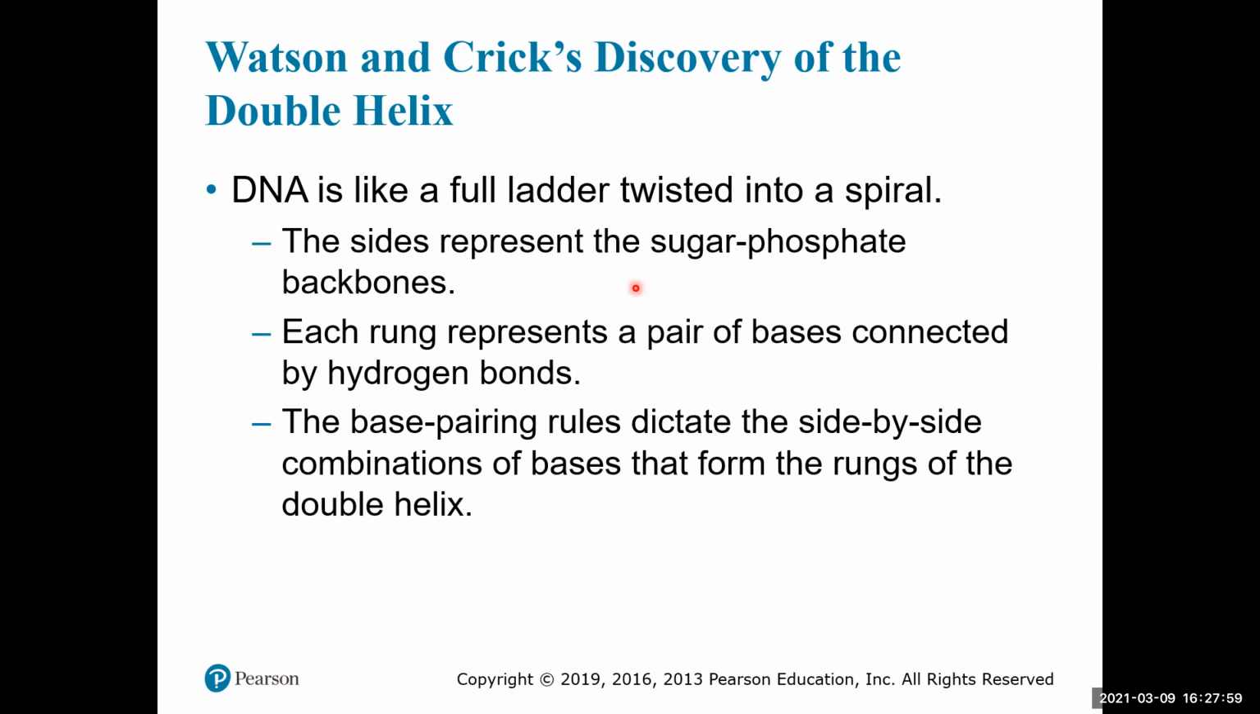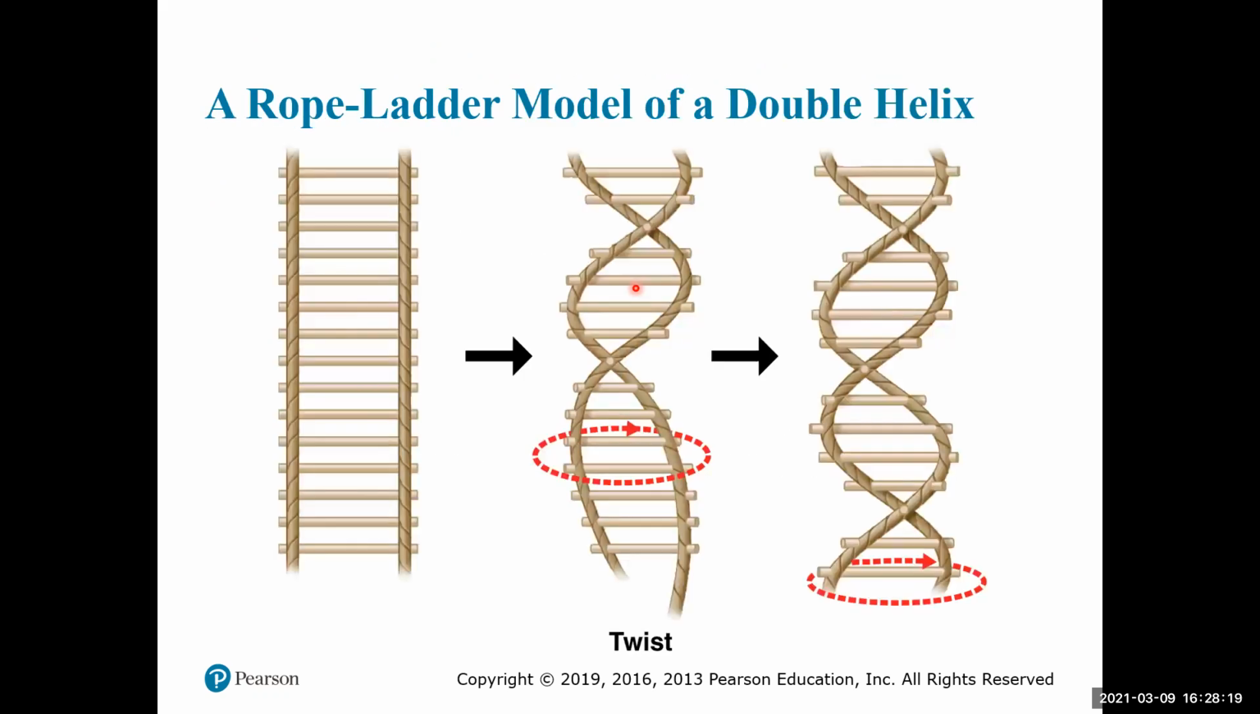And those individual base pairs are connected to one another through the formation of hydrogen bonds. And so these specific rules that I mentioned earlier about base pairing really determine the side-by-side combinations that form the rungs on this double helix structure that is DNA. Here's a figure showing that representation where we have a rope ladder. So this would be your sugar phosphate backbones. And then this would be your pairs of nitrogenous bases that are bound together by hydrogen bonds.